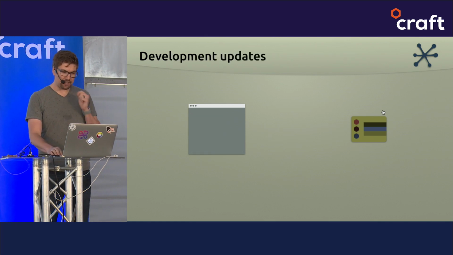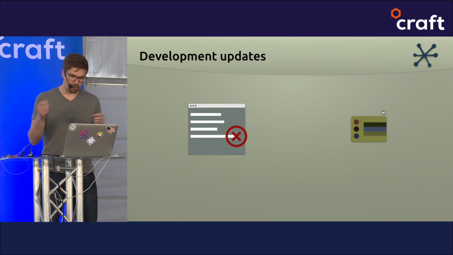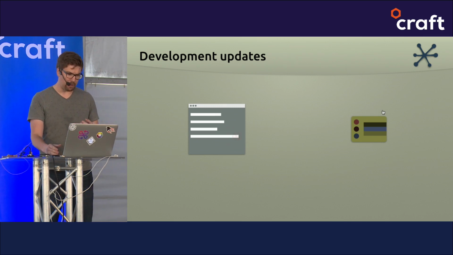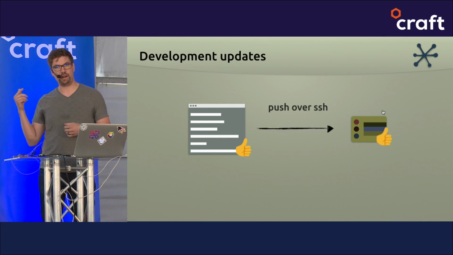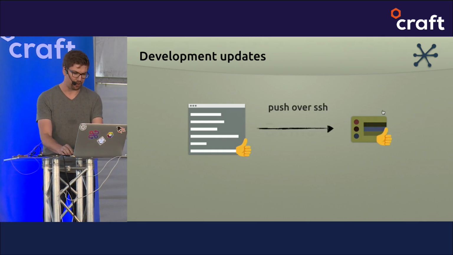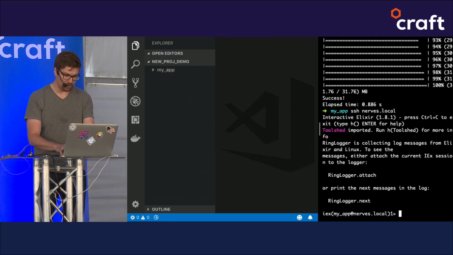And deployment updates work in much the same fashion. Let's say you're going through your code and you get to the point where you hit a bug, and you're like, oh, I really want to update this. You fix it and you're good to go. Then, instead of having to burn SD cards every time, we can just push over SSH. So let's take a look at what that looks like.